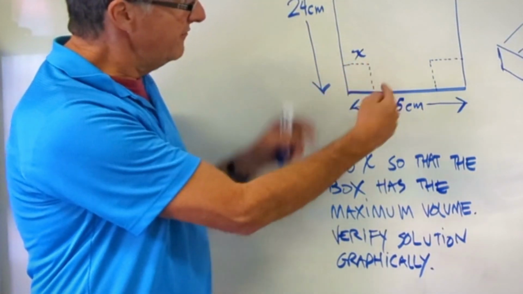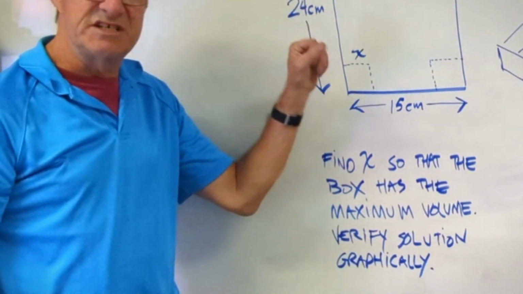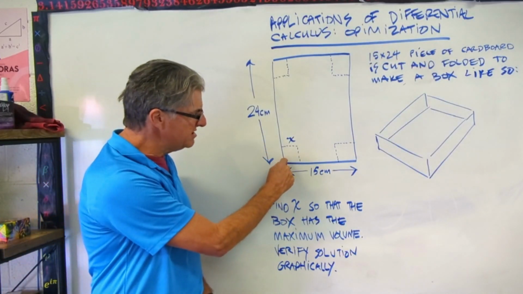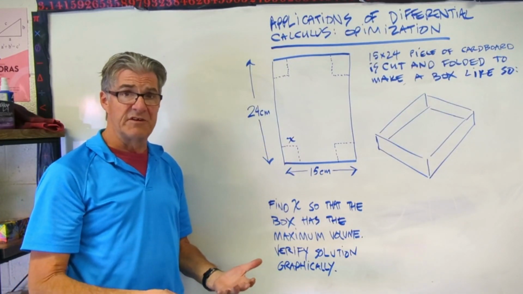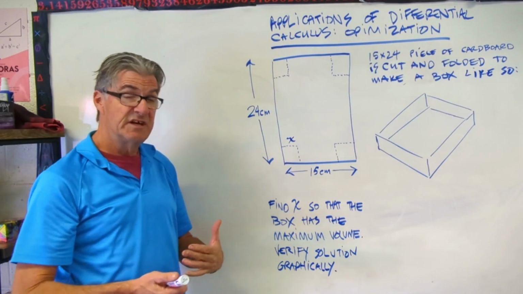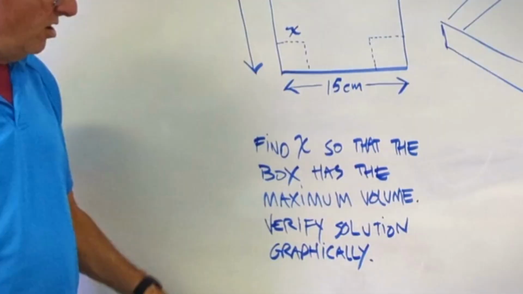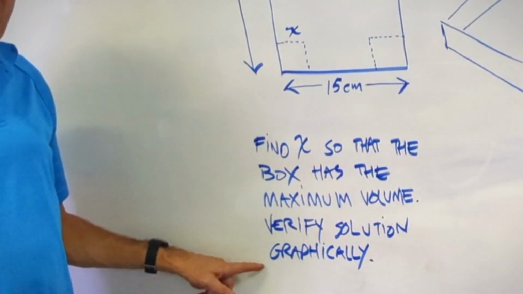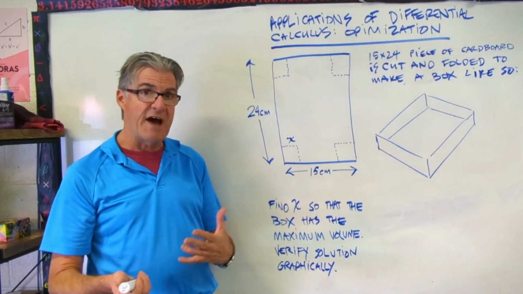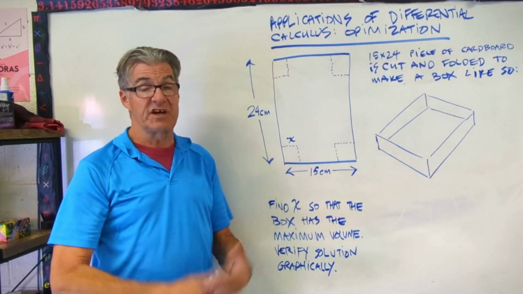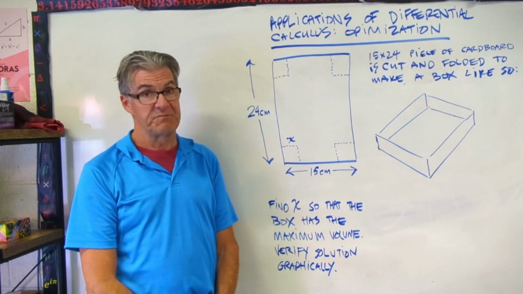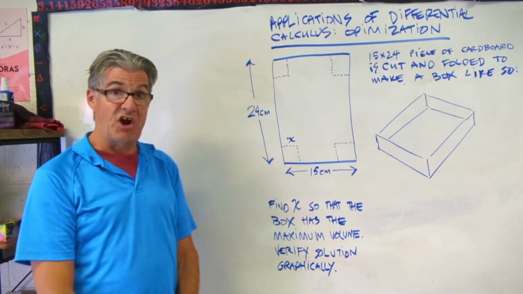Obviously, if we make x too big, it's going to start decreasing the volume. If we don't make x big enough, the volume won't be very big either. So there's an optimum x, and we're going to use derivatives to find that. Finally, we're going to verify our solution graphically. There's a function we're going to graph, and we're going to take a look at that, and that's going to verify our solution. Okay, so let's get started.